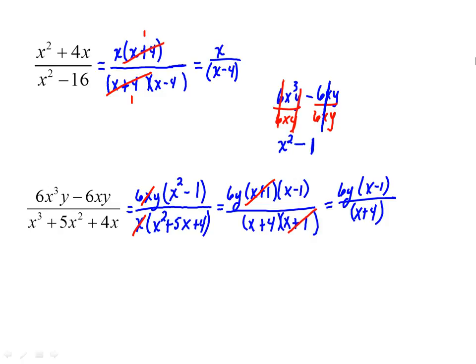Now this is your answer. Don't turn around and distribute 6y back through. This right here is going to be your answer.